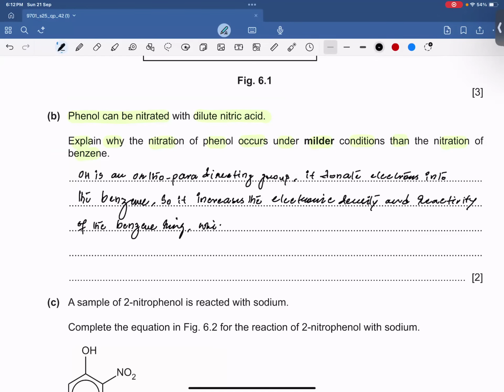Which is why nitration of phenol requires milder condition than benzene.